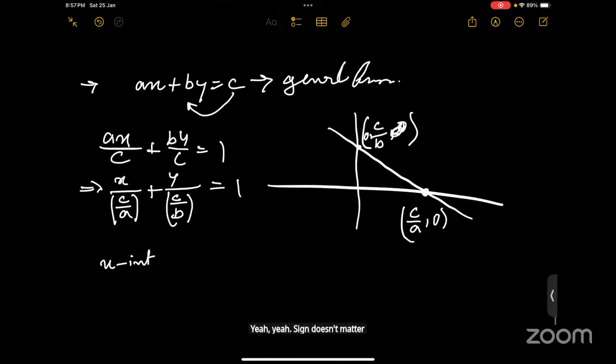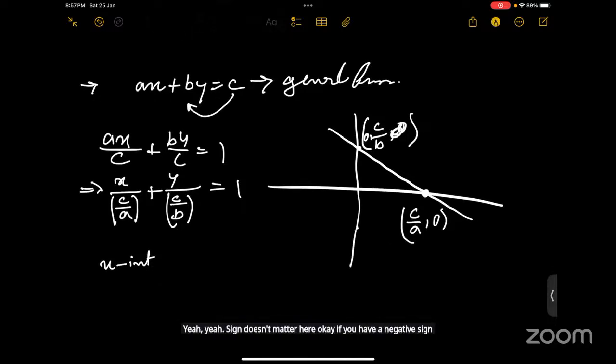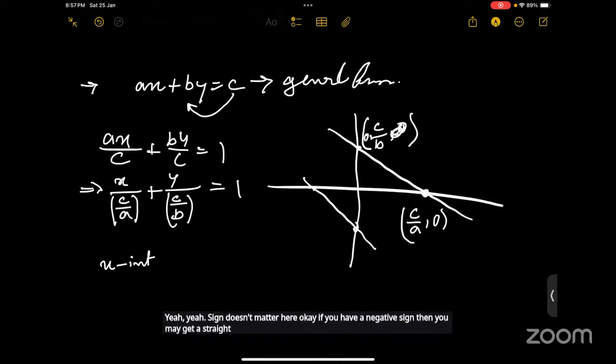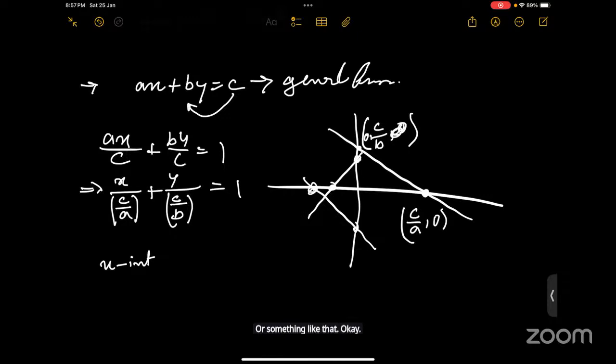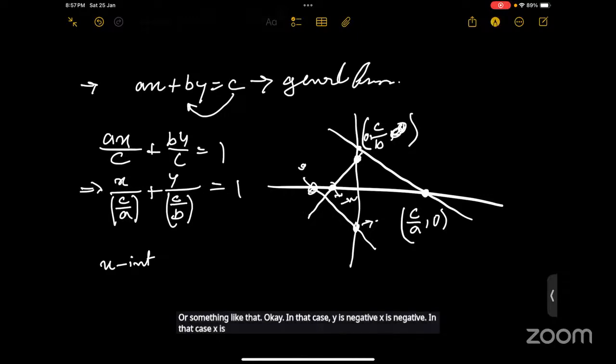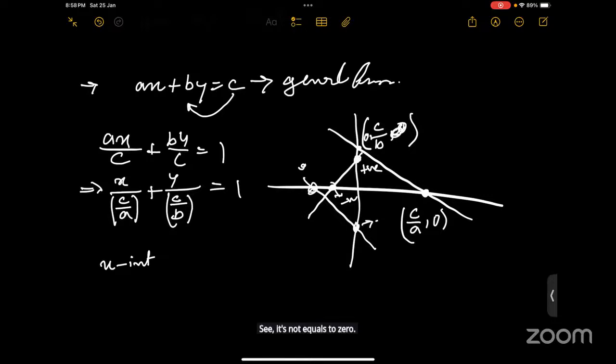If you have a negative sign, then you may get a straight line like that or something like that. In that case y is negative, x is negative. In that case x is negative but y is positive. So you can vary this type of thing. That means a, b, c can be any real numbers. C is not equal to 0. Okay, c not equal to 0, and a, b, c can be any real numbers.